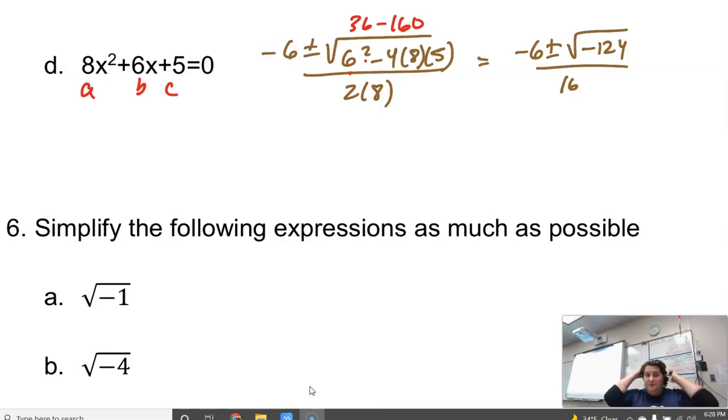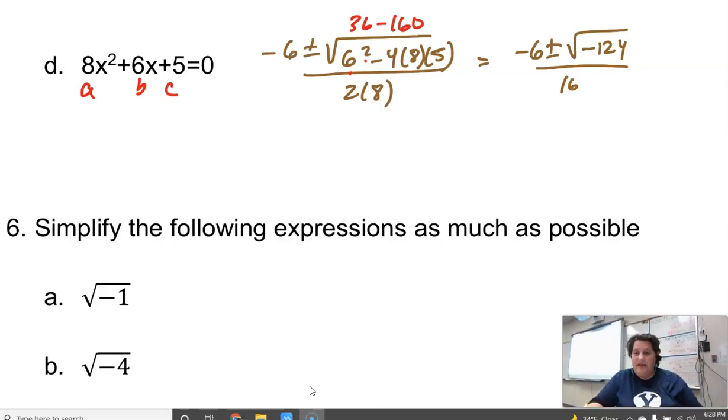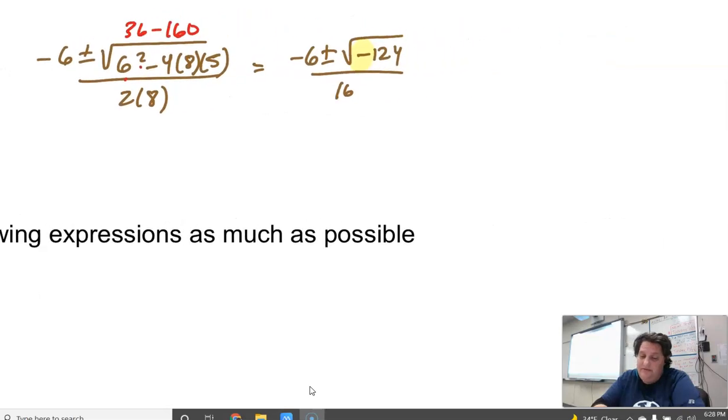Now before, you guys might have been like, oh shoot, I can't square root of negative. There's no real answer, right? Well, there isn't a real answer, but there is an imaginary answer. So we're going to keep going with this. We're going to break down the 124. I know that divides by 4. Don't worry about the negative for now. 4 and 31, 2 and 2.